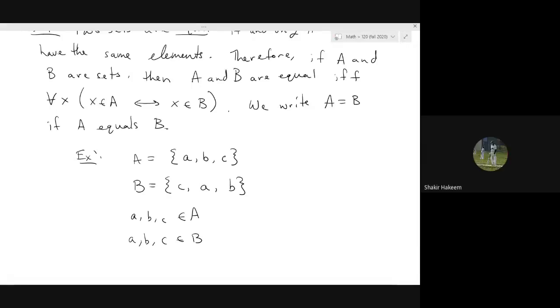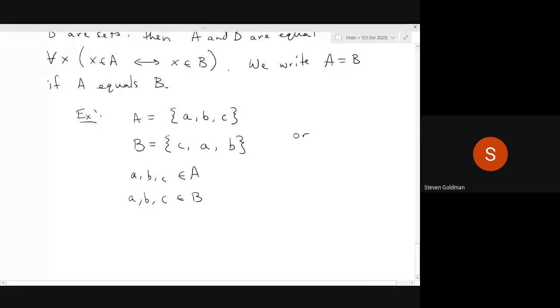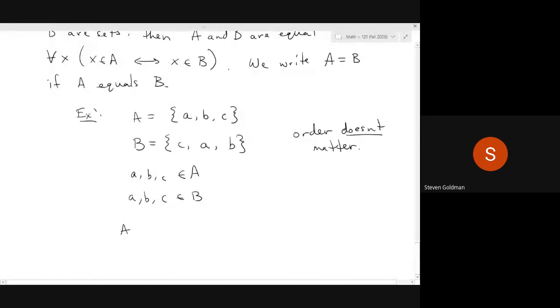What if there's a repetition of the same element? Does that still equal? Yes, excellent. That's where I was going next. Yes, even if an element is repeated, it doesn't matter. They're still equal because I can still find that element in the other set. That was going to be my next example. I'll write that one after this. So order doesn't matter with sets. These are the same. So A equals B.